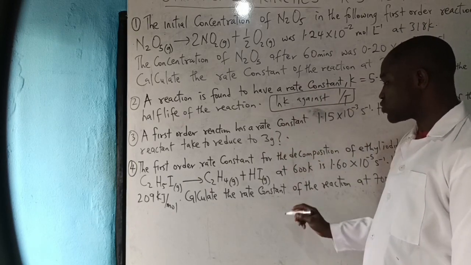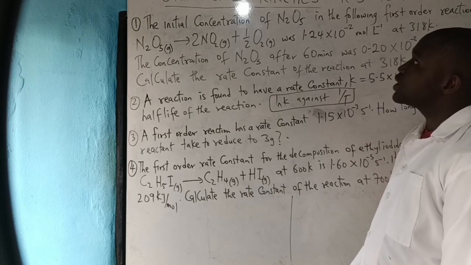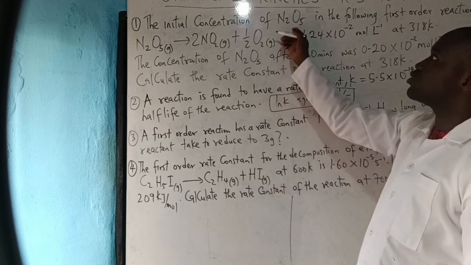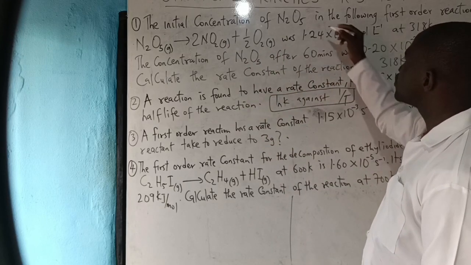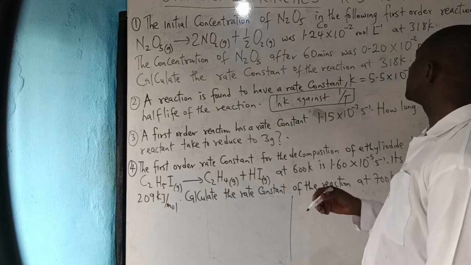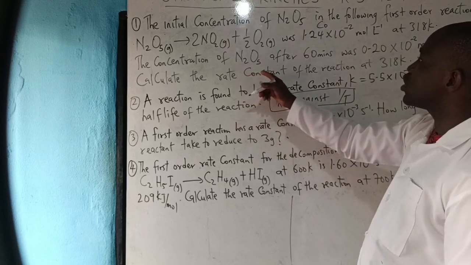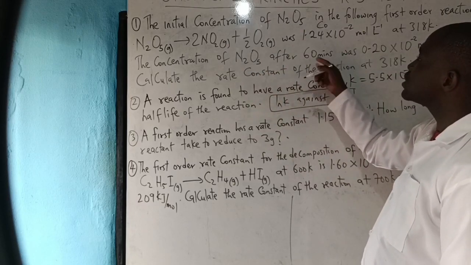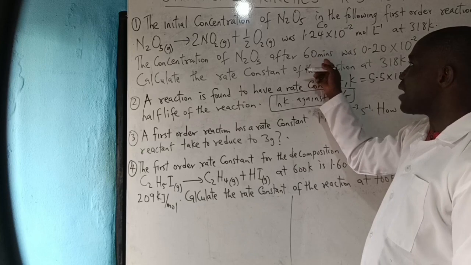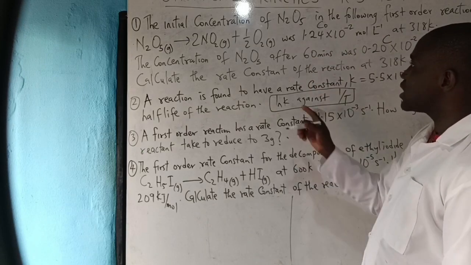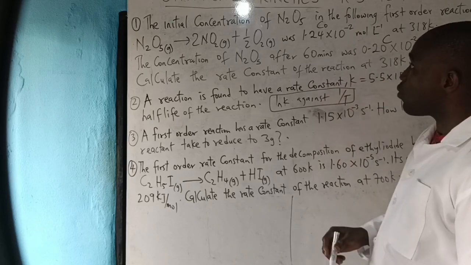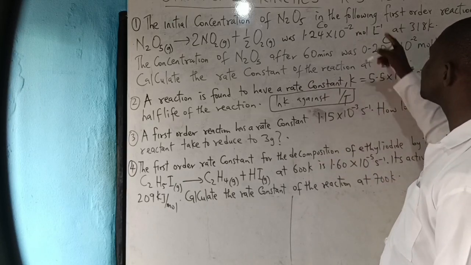Okay, let's go to the first question we have. The initial concentration of N2O5 in the following first order reaction was this. So this is the initial, our C0 is this. The concentration of this after 60 minutes. So 60 minutes is telling you the time. After 60 minutes it was this. This is our normal C. Calculate the rate constant of the reaction at this.